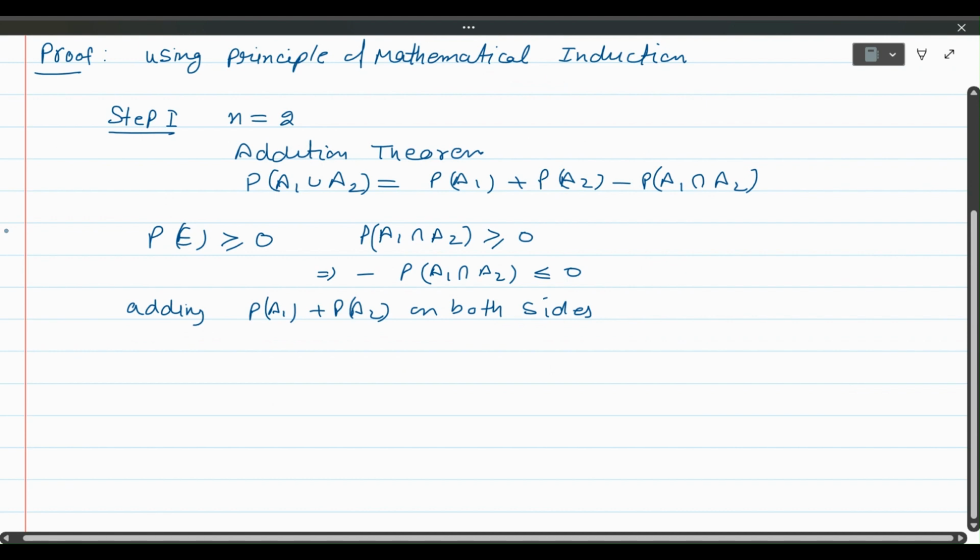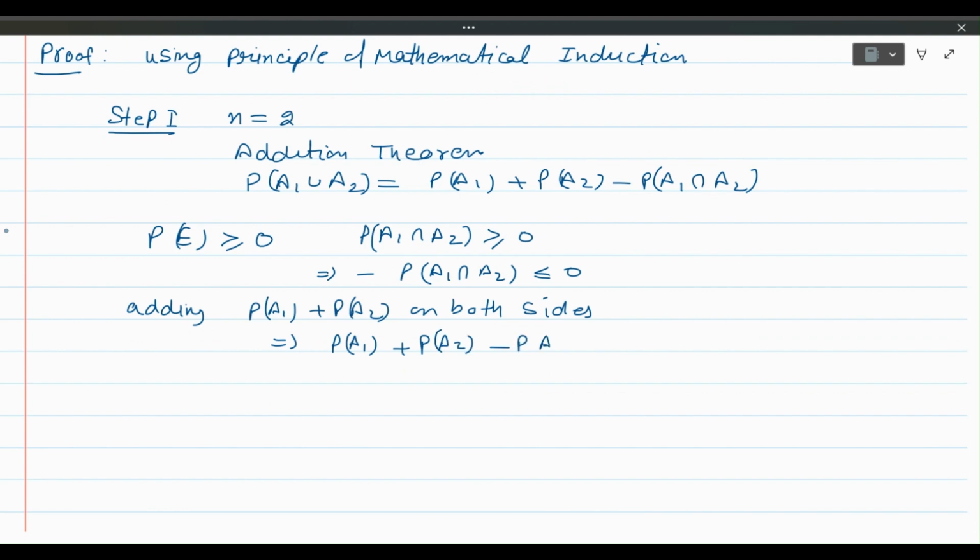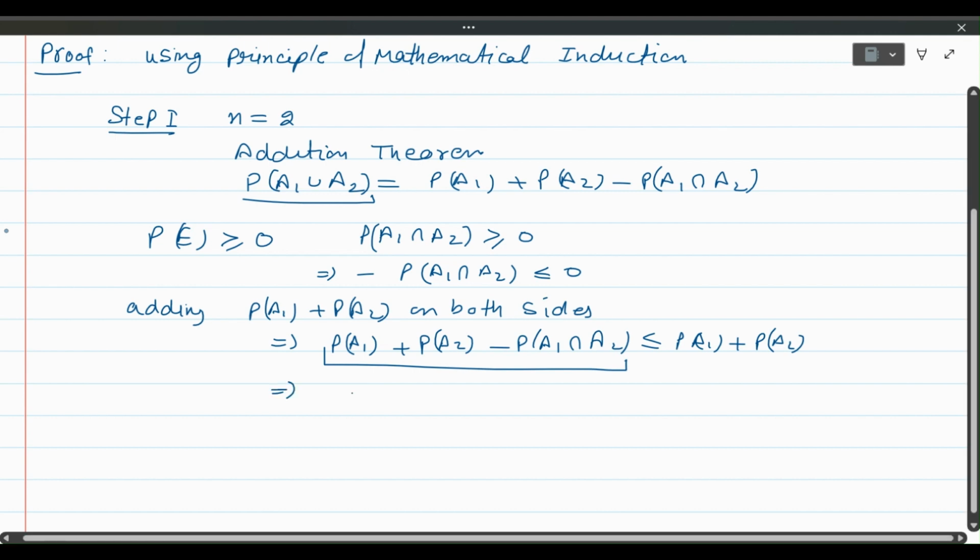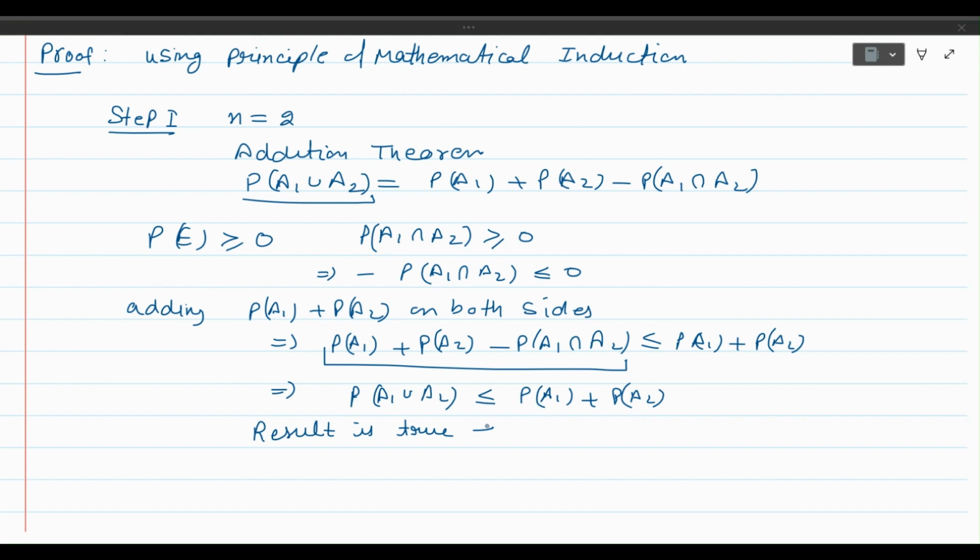So this inequality becomes P(a1) plus P(a2) minus P(a1 intersection a2) is less than or equal to P(a1) plus P(a2). Okay, the left hand side here, using the addition theorem, is probability of a1 union a2. So probability of a1 union a2 is less than or equal to probability of a1 plus probability of a2. So we have proved the result for n equal to 2: the probability of the union is less than or equal to the sum of their probabilities. So the result is true for n equal to 2.